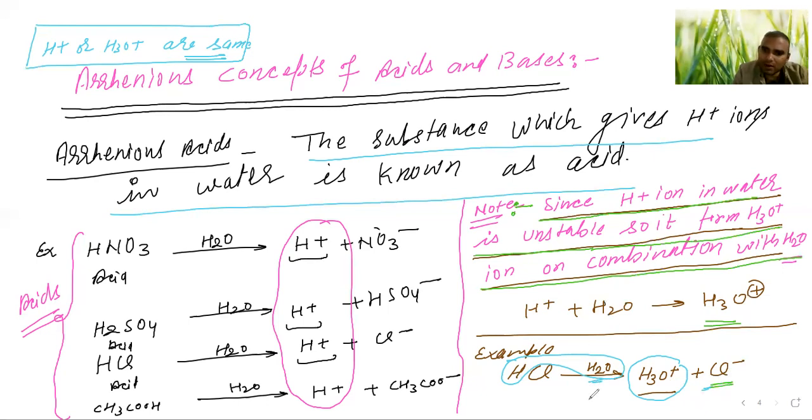This equation, if you are writing it this way, is also the same. HCl is there. If you are dissolving in water, it is giving H plus and Cl minus. But what is happening? H plus does not exist in a stable state, so H2O and H plus combine to give H3O plus. So both are the same. Can you please write this down? Yes, sir. Okay, write down.